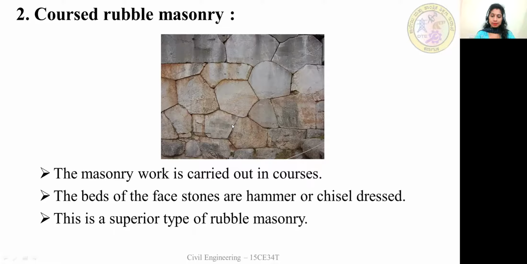Depending on the dressing and finishing of the stones, it is further divided into first class, second class, and third class masonry. Coursed rubble masonry.